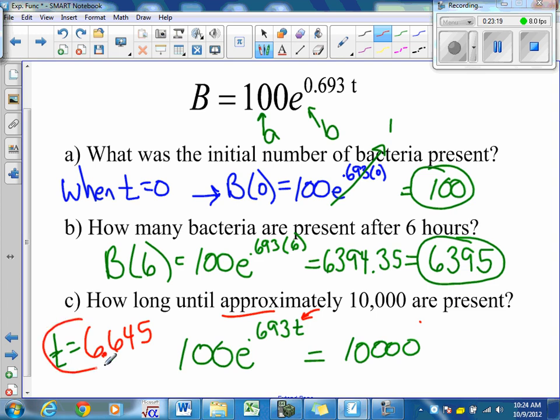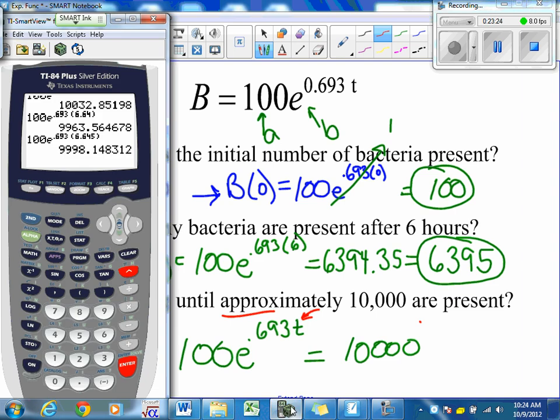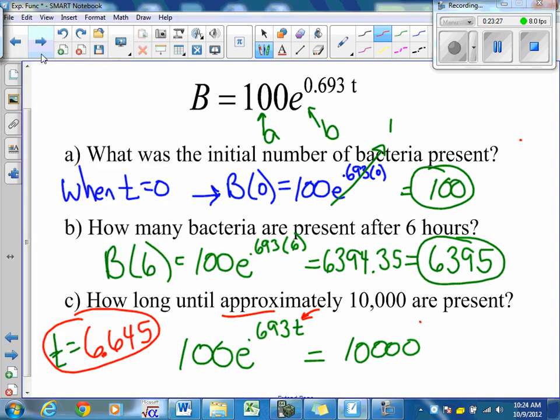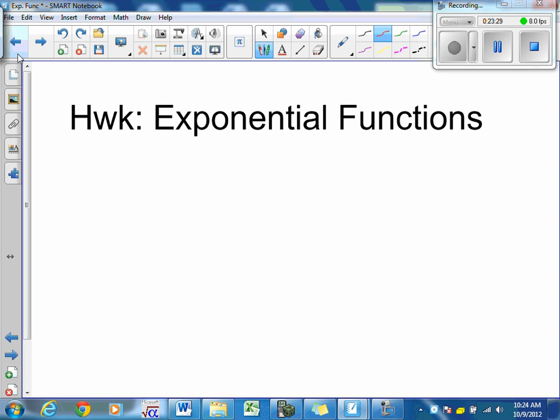At this point, there's no way to find that exactly. There will be, give us time. But for now, we're just doing guess and check on the calculator. All right, that is it for the video. We will work on the problems on the homework on exponential functions tomorrow in class.